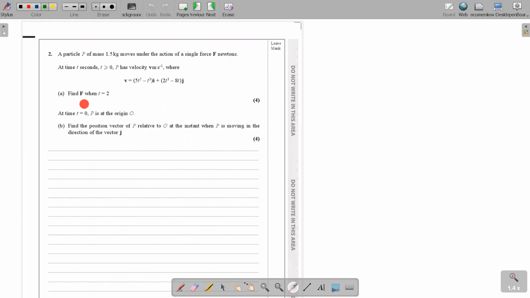So children, when you are trying to find the force, the mass is given, you are moving under the action of a single force, and the velocity is given. When you're trying to find force, what's the first equation that comes into your head? F equals ma. So mass is given, 1.5 kilogram. But what about the acceleration? How do I get the acceleration from the velocity?